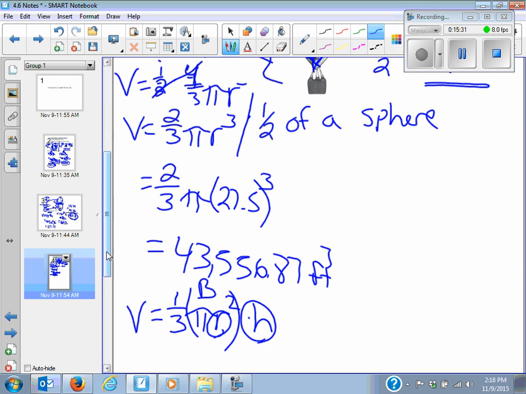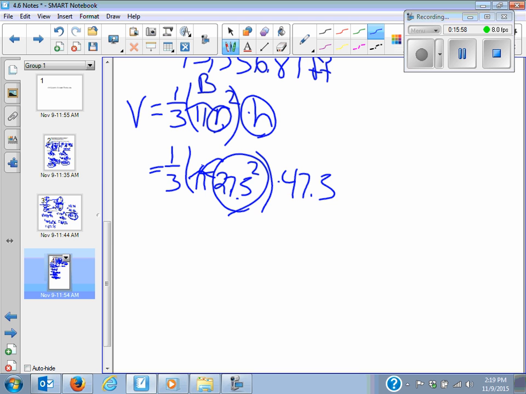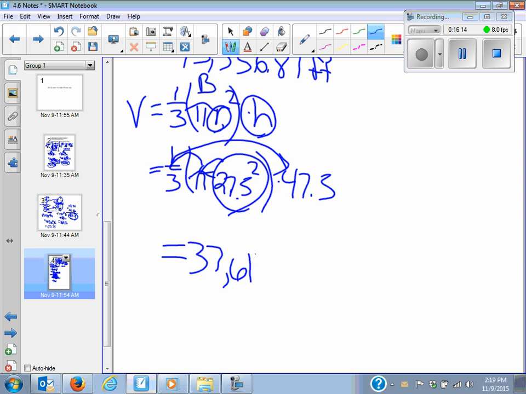All right, so I got my height now. I'm just ready to rock and roll. 1/3 times pi. My r is still going to be 27.5. So 27.5 squared times, and I just figured out my height, which was 47.5. I would square this first. I'd multiply by pi. I divide it by 3, and then I times it by 47.5. All of that in a calculator. And I would realize that it's going to hold 37,617.3 cubic feet, or feet cubed.